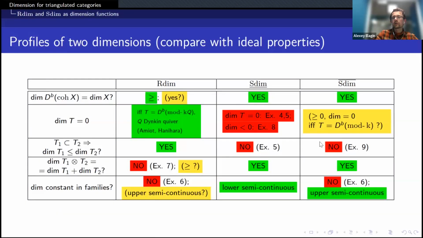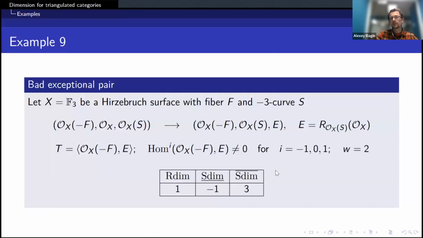And our last example, number 9, demonstrates that the upper Serre dimension also is not monotonous. It's 3 for a subcategory generated by two exceptional objects, while Serre dimension of the derived category of coherent sheaves on F3 has Serre dimension 2.